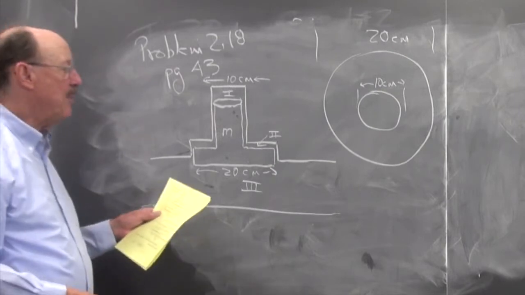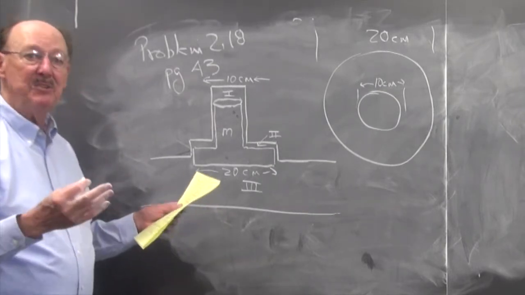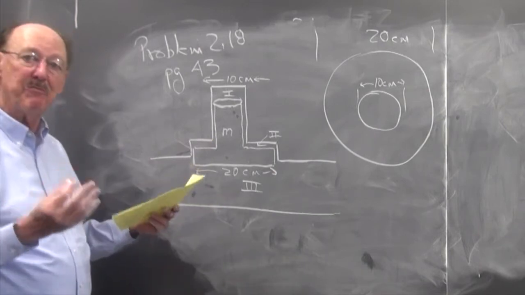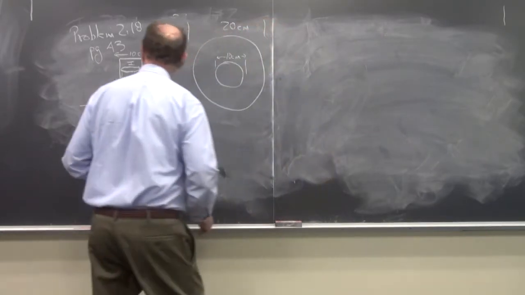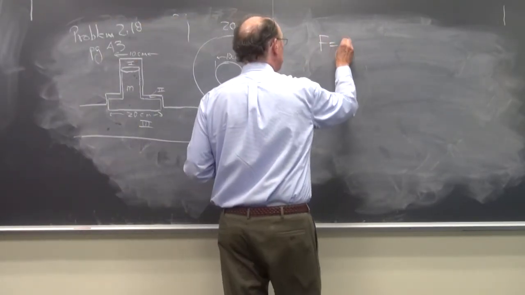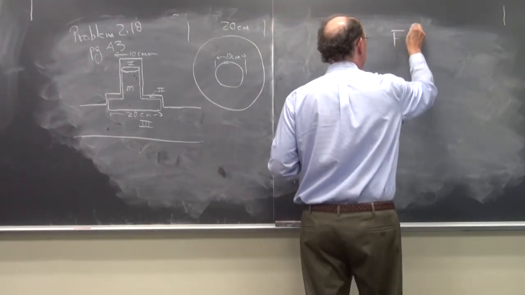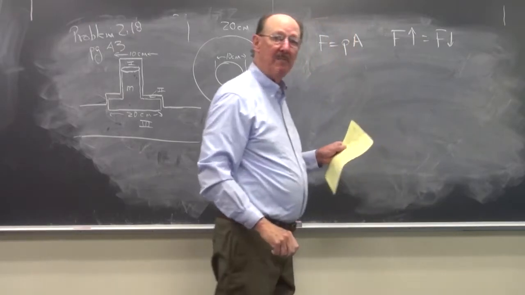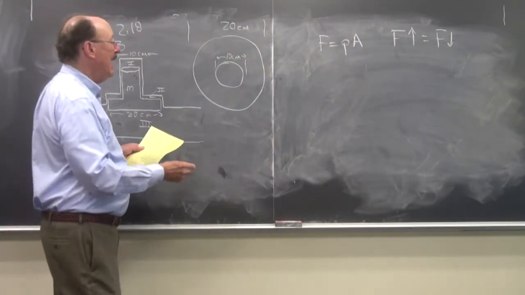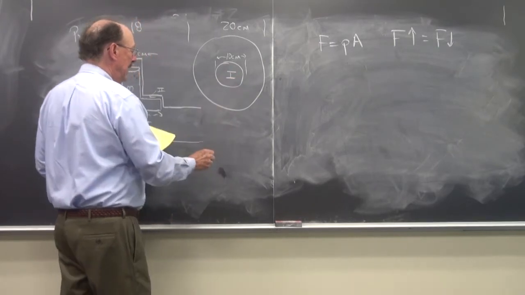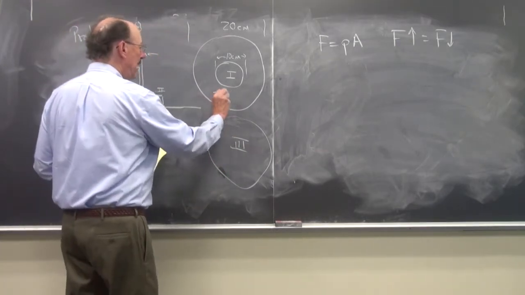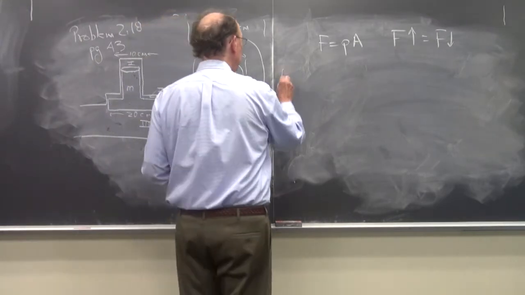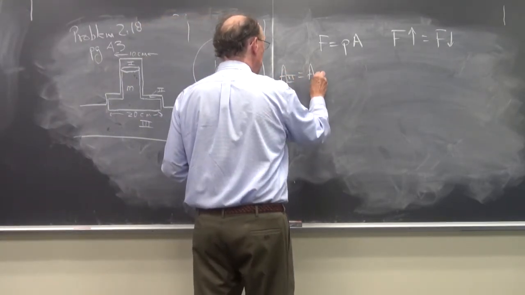So when I look at it from the top, we want to know why this is in static equilibrium. So it isn't falling. If it isn't moving, that means the forces up equal the forces down. And I know that F is equal to pressure times area. This is area 1. Area 3 is this whole diameter, and area 2 is area 3 minus area 1. So A2 is A3 minus A1.